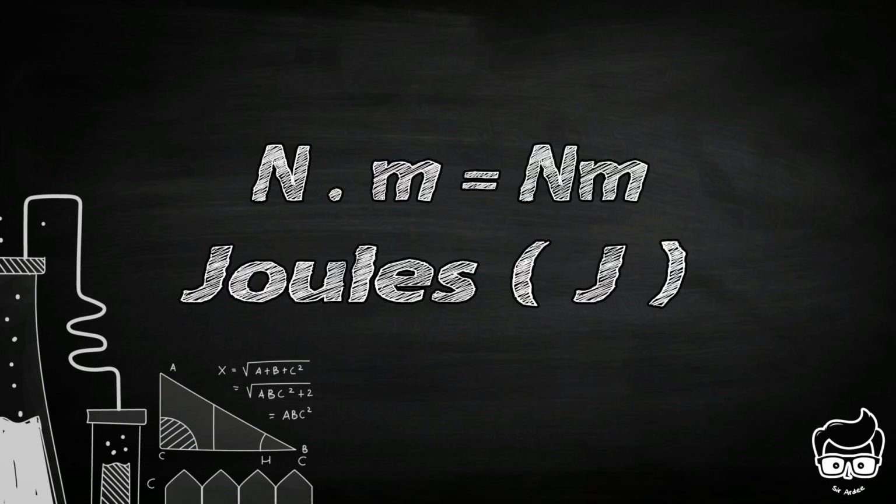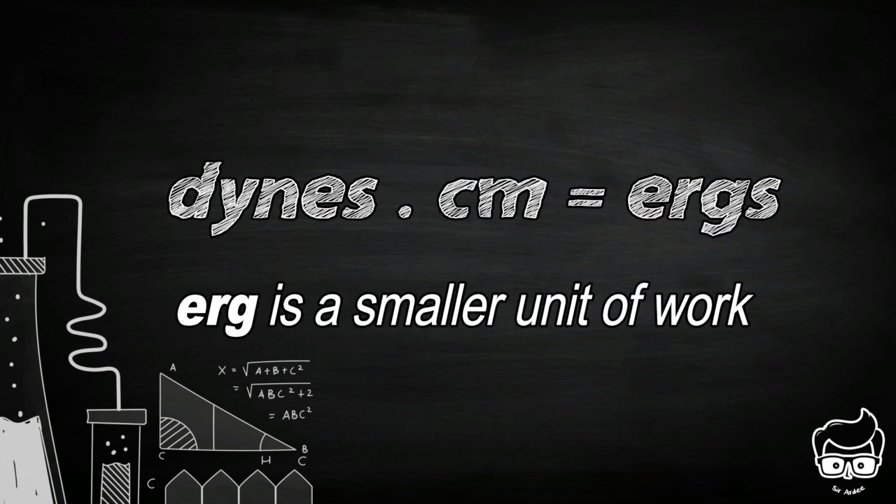Since the unit of force is Newton and the unit of displacement is expressed in meters, therefore Newton times meters is equal to Newton meters, also known as joules. In symbols, we have capital letter J. Erg is another but a smaller unit of work. So now, let us have some examples and let's find out whether work is present or not.